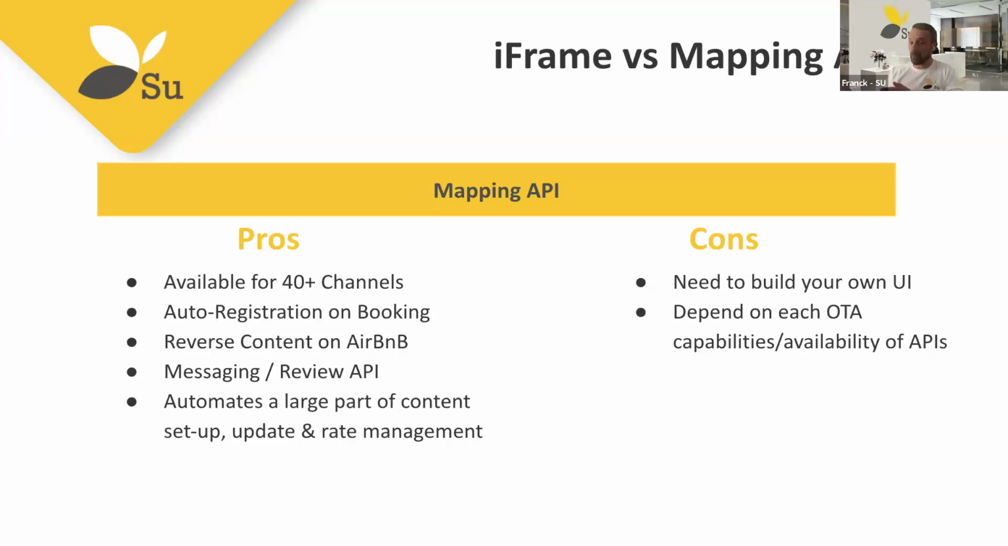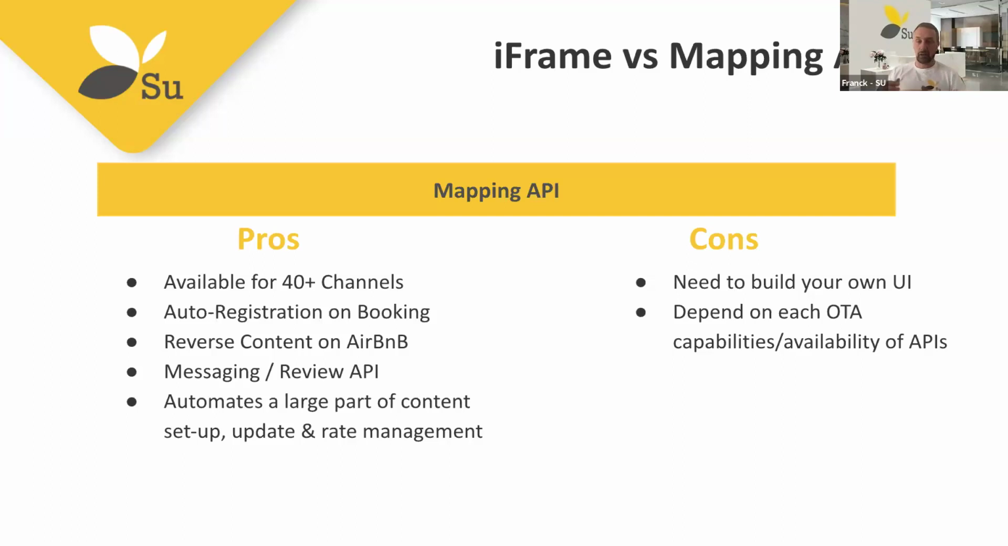And then the iframe can be used for all the secondary channels where not all hotels are going to be connecting to them. So obviously the mapping API is available for a bit more than 40 channels, mostly the top ones, some smaller ones as well. But basically you have very cool functions.